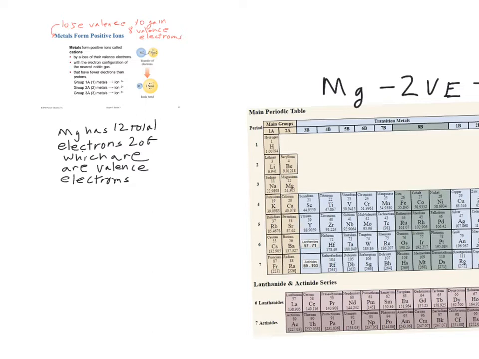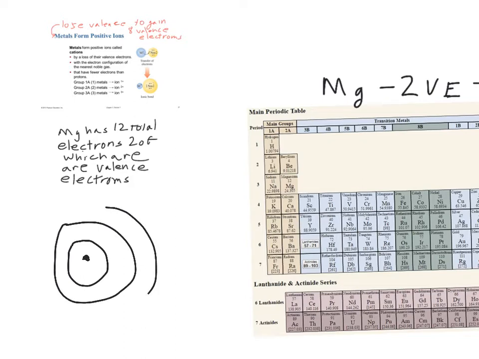elements have more than one energy level as a general rule. So we've got magnesium's nucleus. Come on, cooperate. We've got magnesium's nucleus, and we actually have 3 energy levels in magnesium. The outermost of which is the valence shell, and it has 2 electrons in that valence shell, 2 electrons in its first shell, and 8 electrons in that second shell.